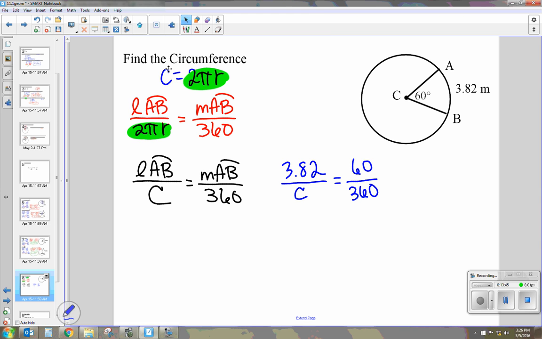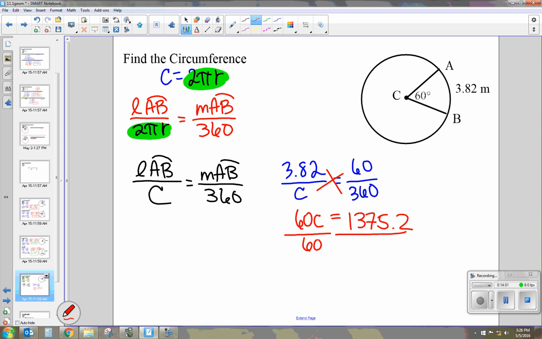I'm going to cross multiply and solve. 60C is equal to 1,375.2. I'm going to divide by 60, and our circumference is 1,375.2 divided by 60, which gives us about 22.9, and in this case it is meters.